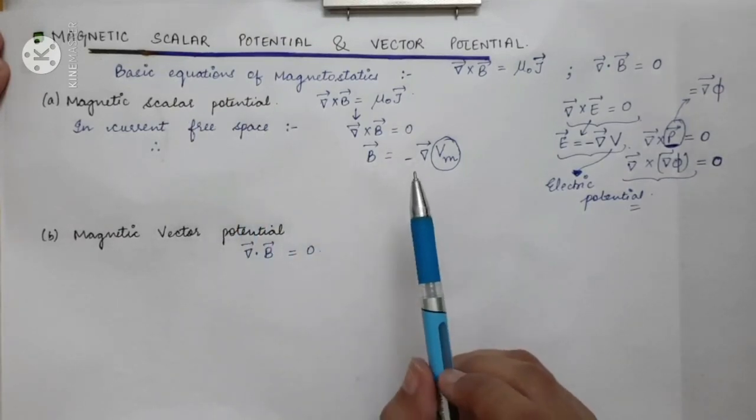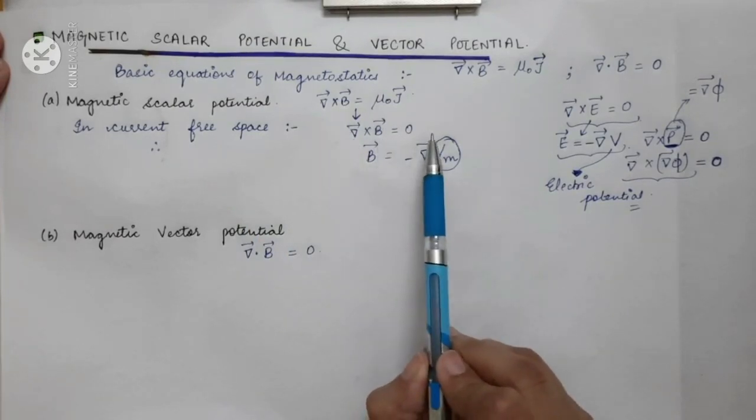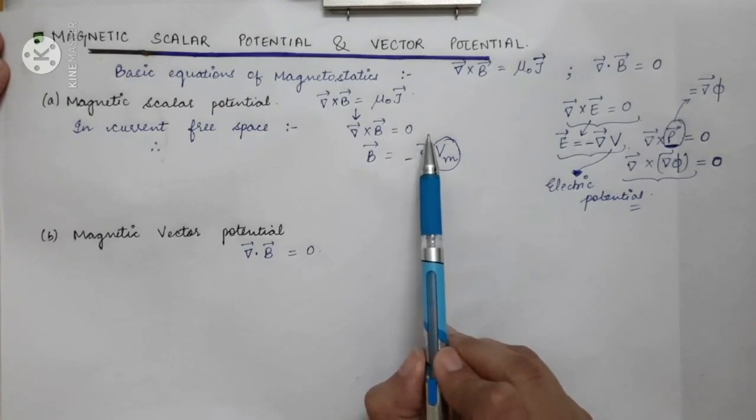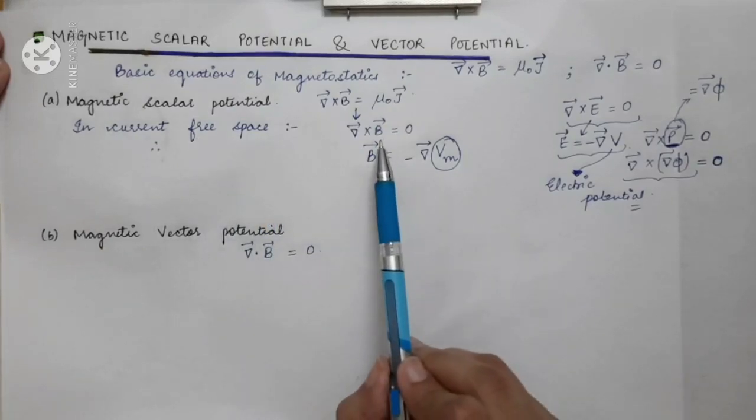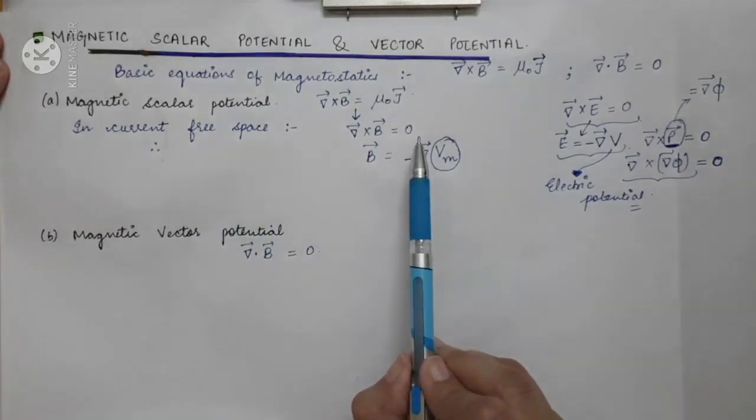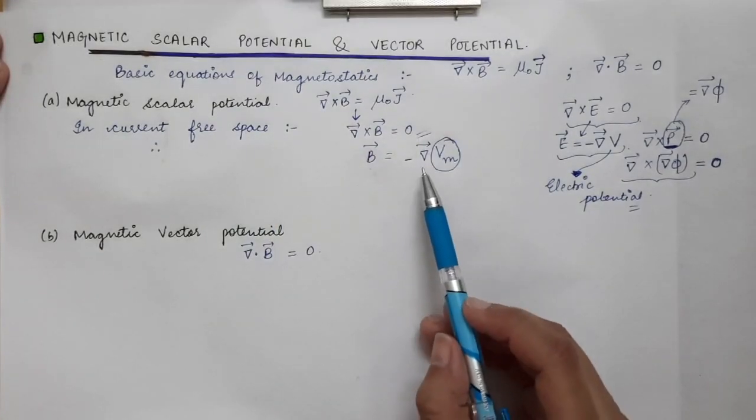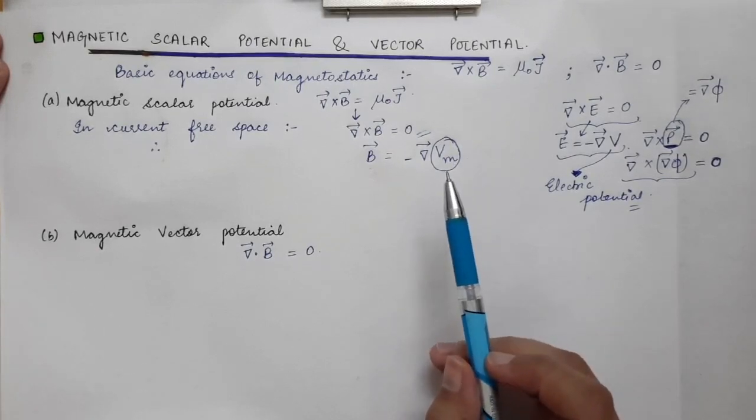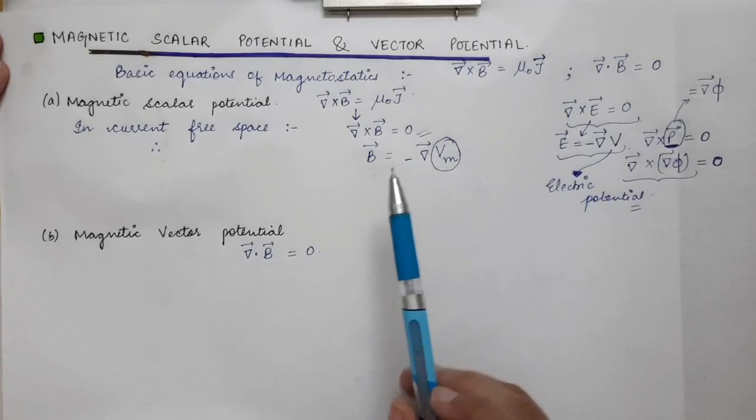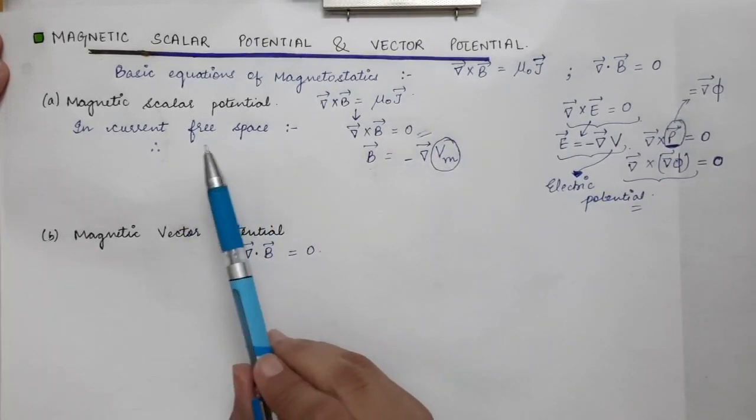But in general, if we talk about a general case, curl of magnetic field does not come out to be equal to 0. Curl of magnetic field is 0 in the case of current free space, but this is not the case in general. So we cannot express the magnetic field as negative of gradient of a magnetic scalar potential at points where current exists. This is the case only when we have current free space.